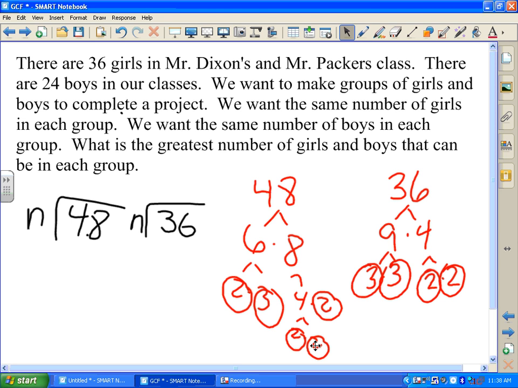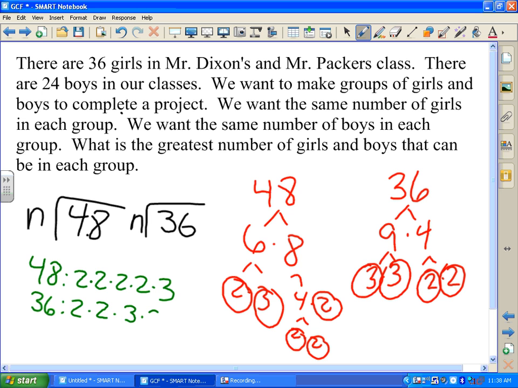Now, step number 2 says you take your prime factors and order them from least to greatest. So I'm going to take 48, and I have 2 and 3 and 2 and 2 and 2. So 1, 2, 3, 4 2s and 1 3. Then I'm going to take 36. Now 36 is 2 2s, and then 2 3s. So 2 times 2 times 3 times 3.